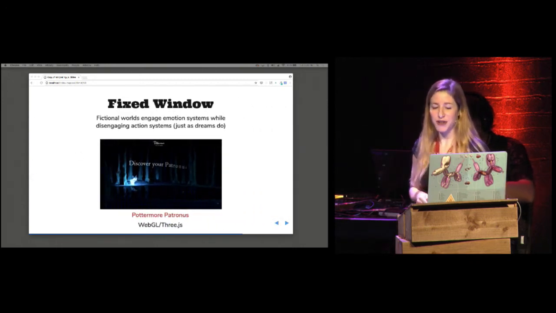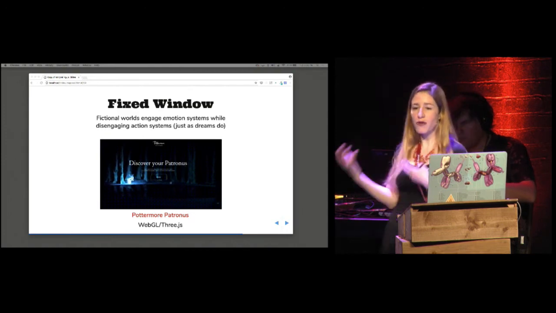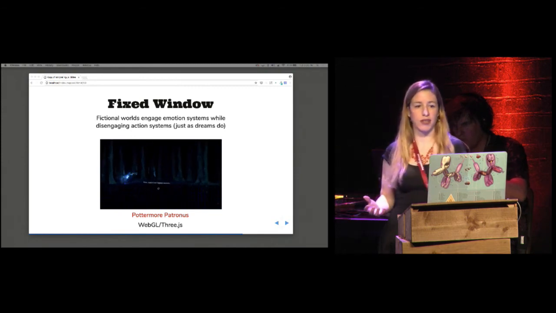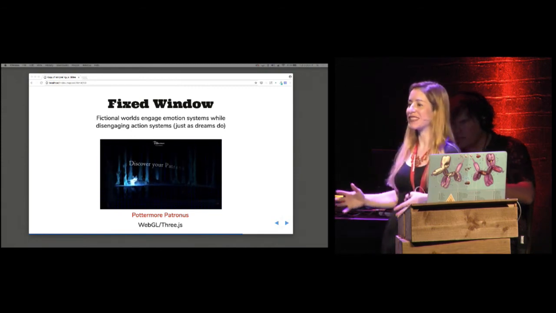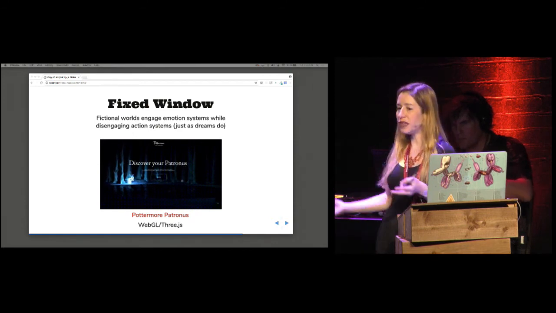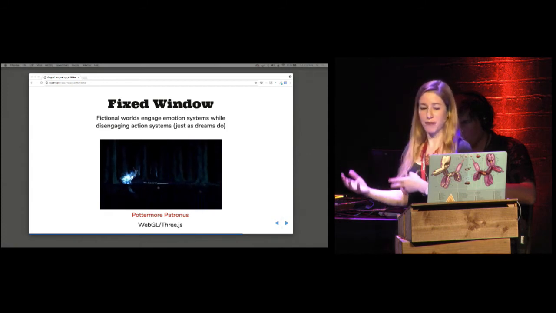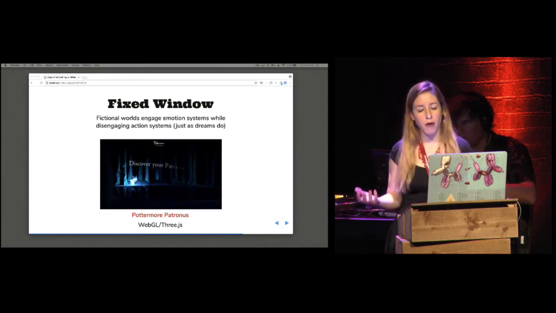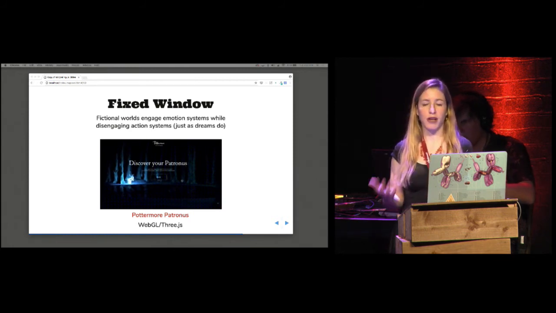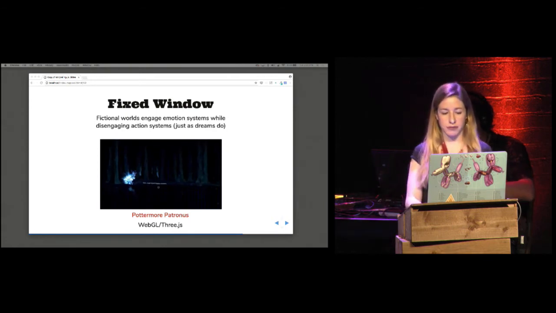Another way we can tell a story on a website is to create a fixed window narrative, where the user's not rerouting, but rather exploring some WebGL or Three.js world. Now this is definitely the kind of experience that's not for every website. It might be great for a movie, or in this case, for Harry Potter and making yourself a Patronus. But it can be really powerful for storytelling because you're engaging the user's emotion system while keeping them from using navigation systems, just like dreams do.